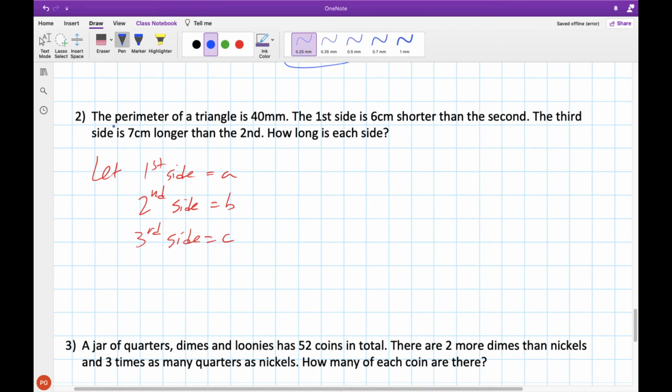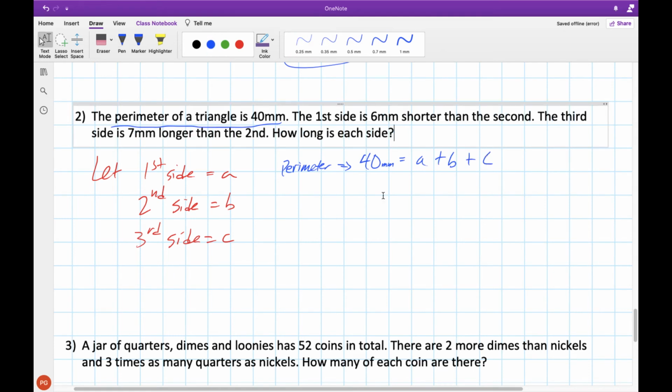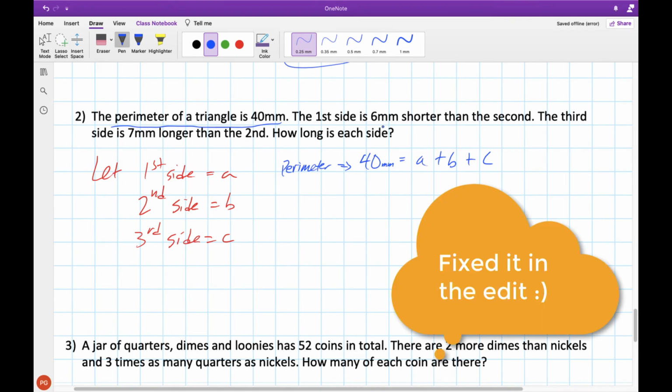So now we can use this information here. First off, the perimeter of our triangle is 40 millimeters, and that would be equal to A plus B plus C. Just realized that I put in centimeters for these units here. They should have been all millimeters. So if that messed you up, my bad on that one. That should have been millimeters.